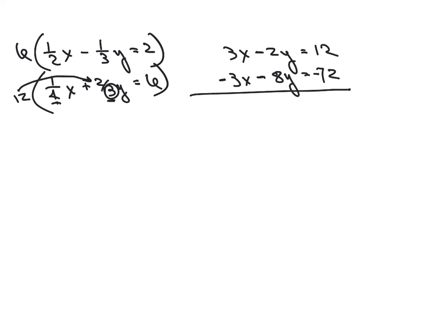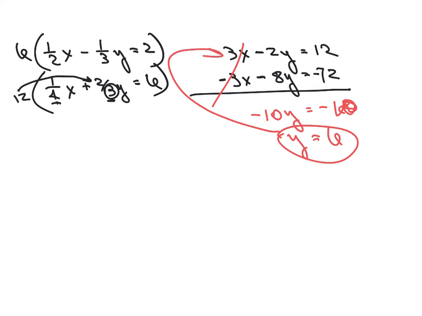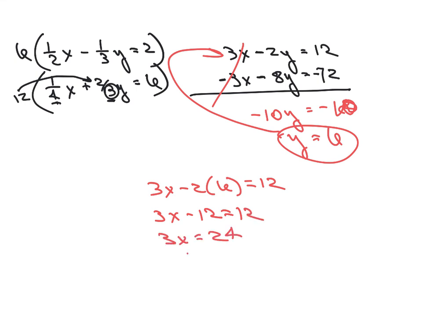Okay, so now I've got my line across here. These go away. This is negative 10y, and this is negative 60. So my y then is 6. Take this, plug it in here into the original one. x minus 12 equals 12. 3x equals 24. My x is 8. So my answer for this is 8 and 6.